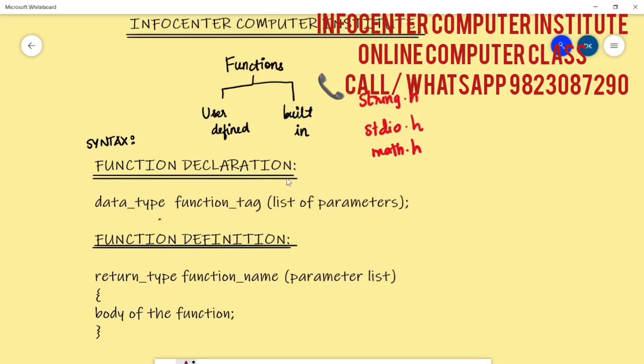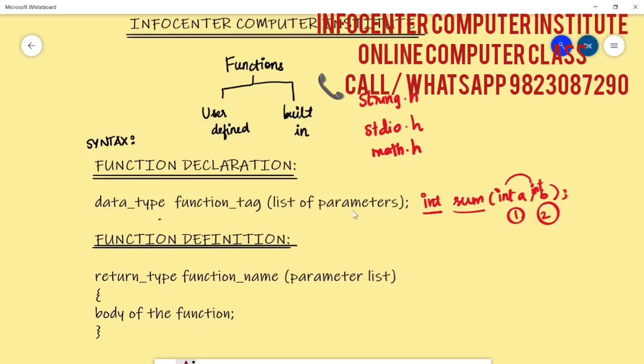Function declaration, as the name suggests, is nothing but declaring a function. So the syntax is data type followed by the function name. It can be any name, the function's name. Then the list of parameters inside parentheses. For example, int is the data type and sum, and then int a comma int b. So in this statement, the name of the function is sum and the return value type is int. Number of parameters are 2. This is int a and int b.